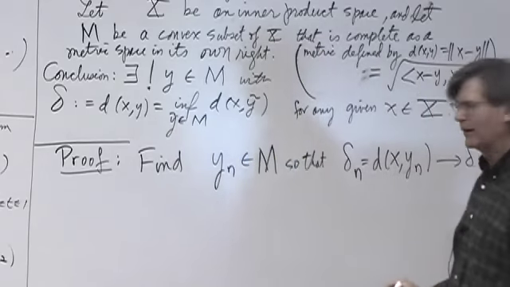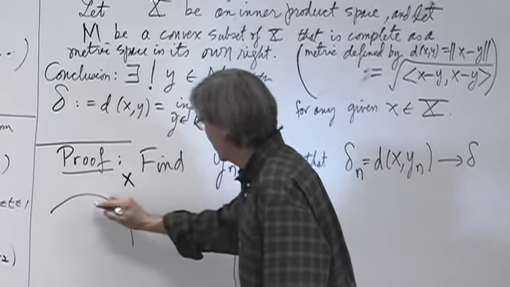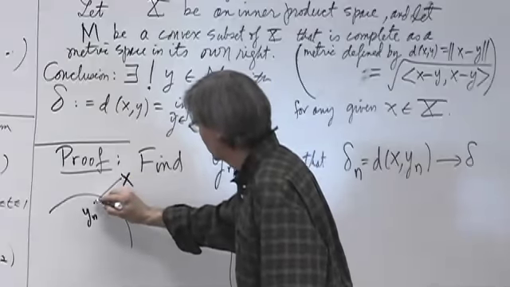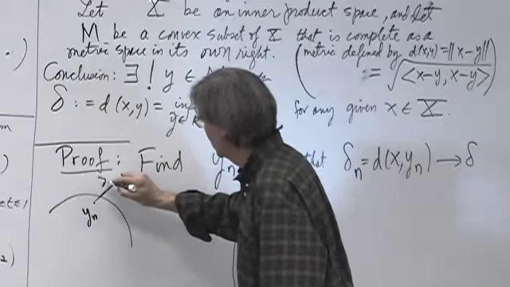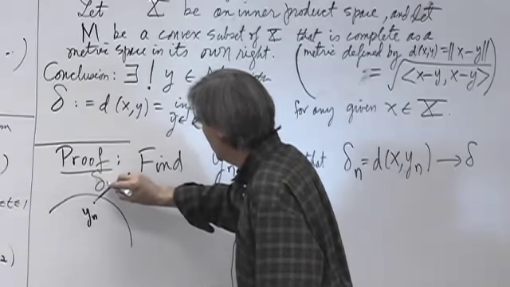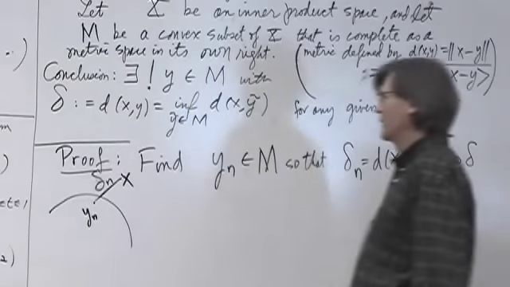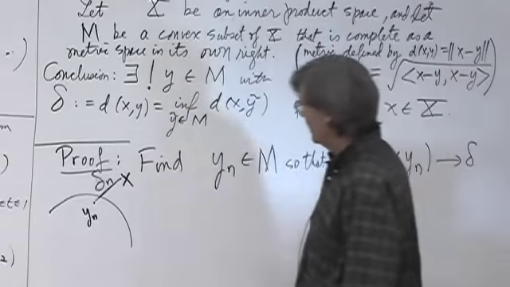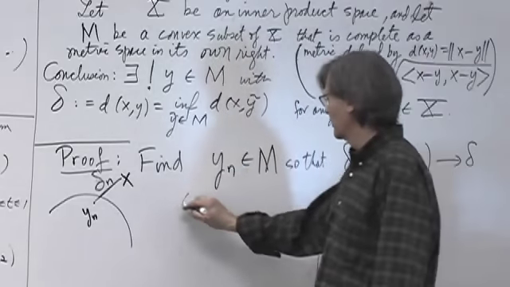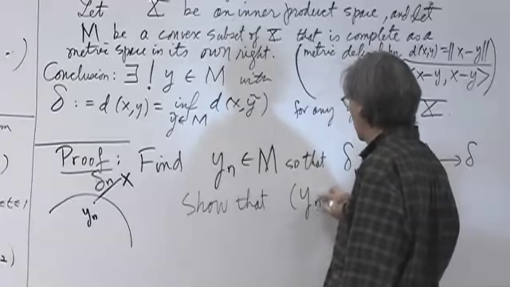I'm going to have my x here, and I have my yn here, and this distance is going to be delta n. And what I want to show is that the sequence yn is Cauchy.